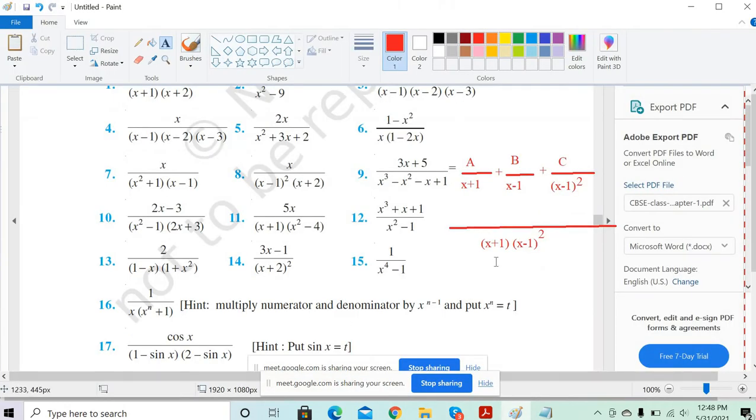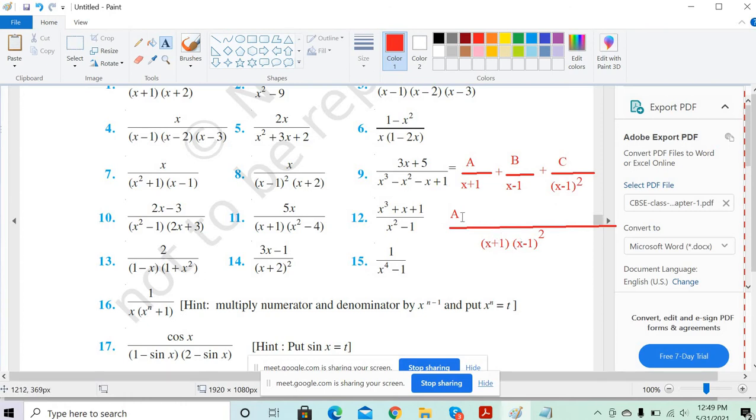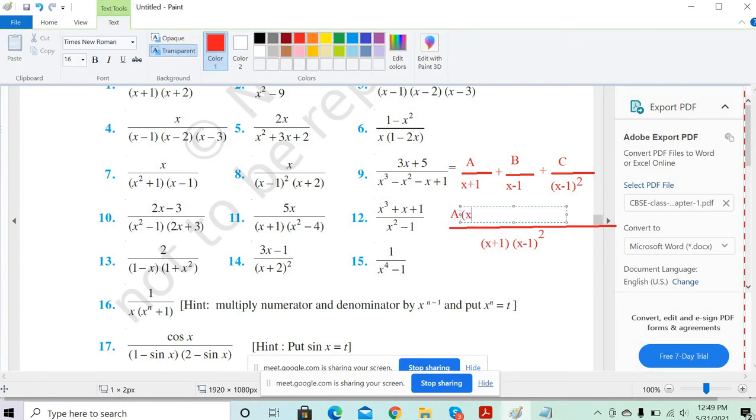Yeah, correct? It's fine, Vijay? Now, A will be X plus 1 divided with X plus 1, so it will be nothing. So A into X minus 1 whole square, isn't it? Plus B, X minus 1 is there. So B will be, what is left now? X minus 1 divided here. So it will become X minus 1 into X plus 1, right? Correct? Any questions, any doubt? No, sir.